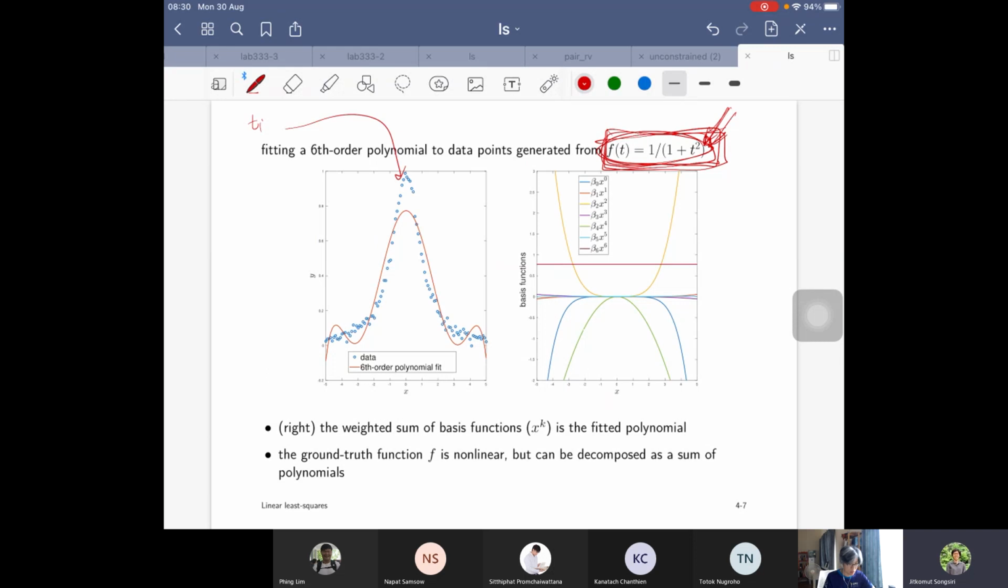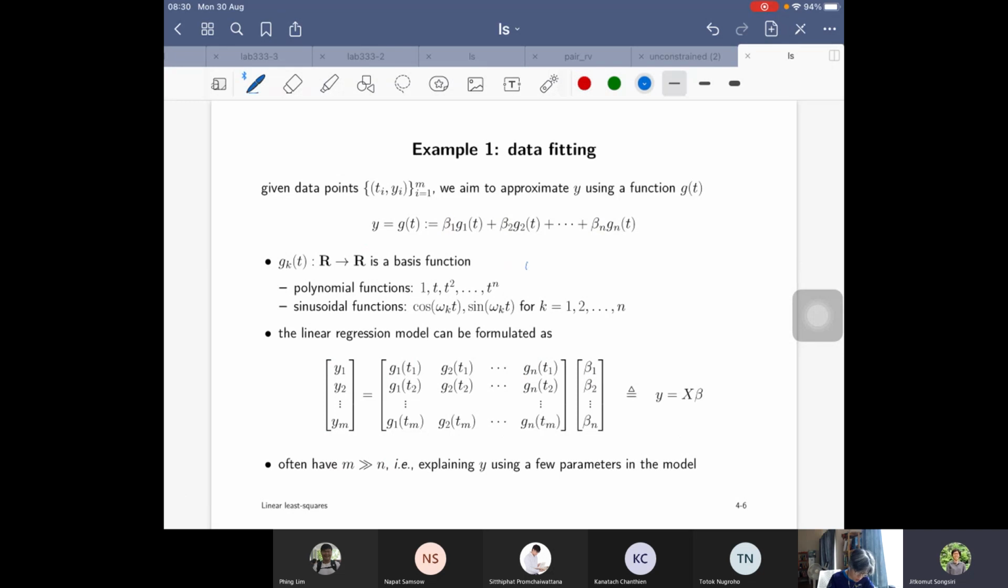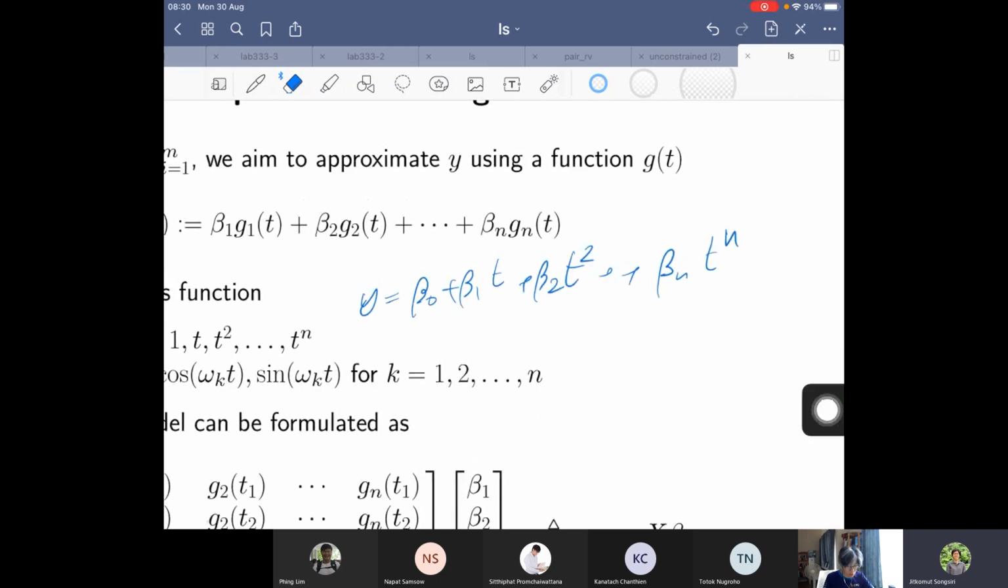But then polynomial functions depend on the degree, right? y equals beta 0 plus beta 1 t plus beta 2 t squared, up to beta n t to the n. When you use a polynomial function to approximate something, you have an arbitrary parameter, which is the degree of the polynomial. With degree 1, you end up with a linear function. n equals 2 is a quadratic.